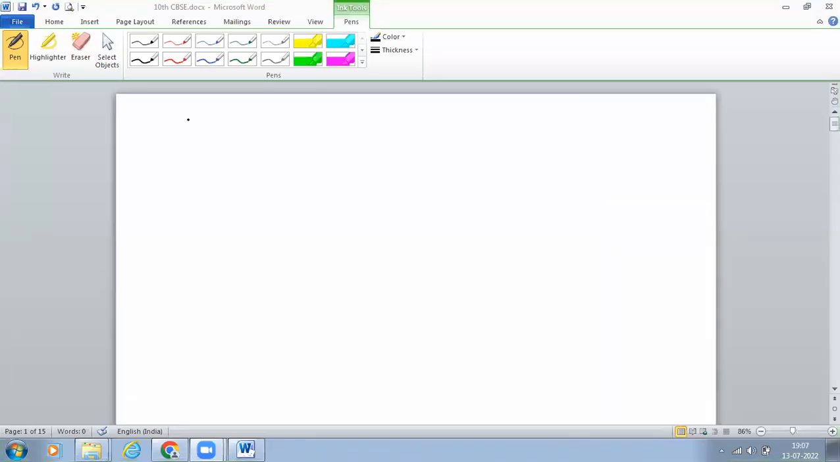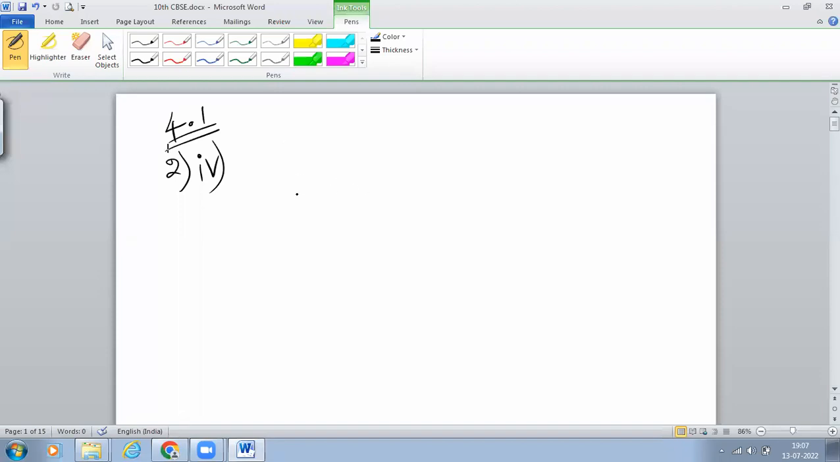Okay. Exercise 4.1. Question number 2, fourth subdivision. I'll read the question. A train travels a distance of 480 km at a uniform speed.